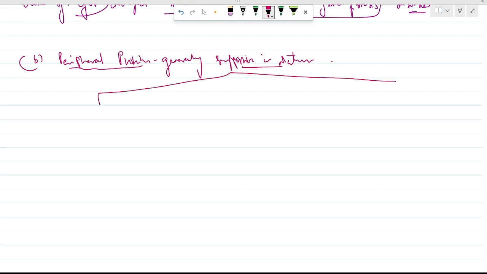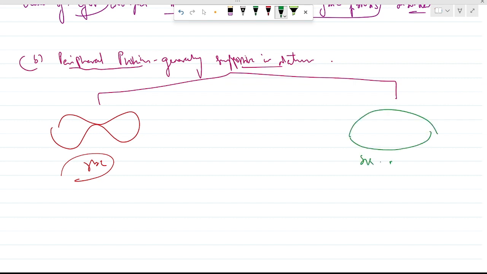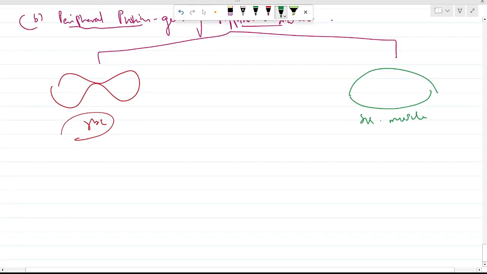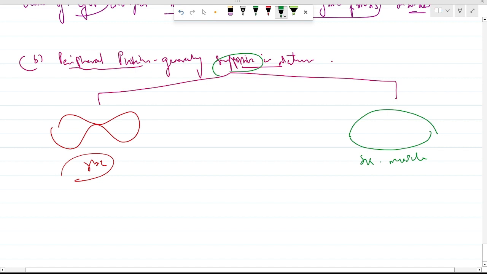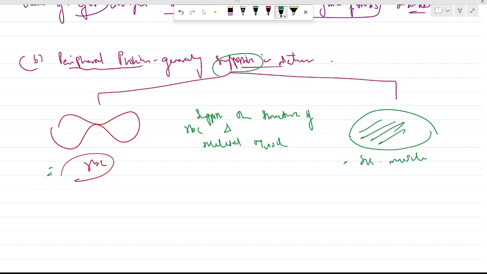They are most important at two places. First one is this all important RBC. Second one is skeletal muscle. So these peripheral proteins are generally supportive in nature, present in RBC and skeletal muscle. They support the structure of RBC and skeletal muscle. So the skeletal muscle and this RBC structure are supported by these peripheral proteins.